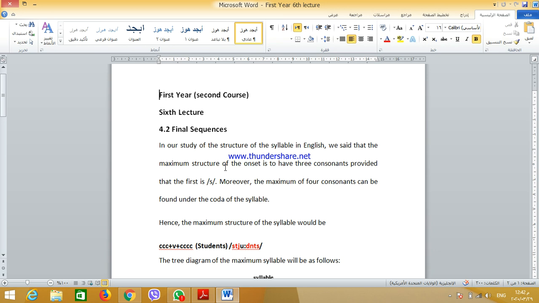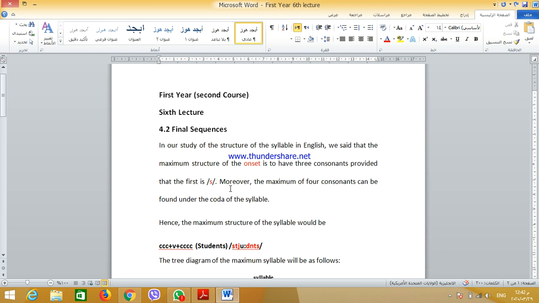Actually, when we talked about the syllable and the structure of the syllable in English, we said that maximally we can have up to 3 consonants under the onset position, up to 3 consonants only. And there is a condition. The first consonant should be the sound s. Otherwise, we cannot have 3 consonants. So we may have 2 consonants and we may have 3 consonants, provided that the first one is the s sound. This is under the onset position, that is before the vowel.